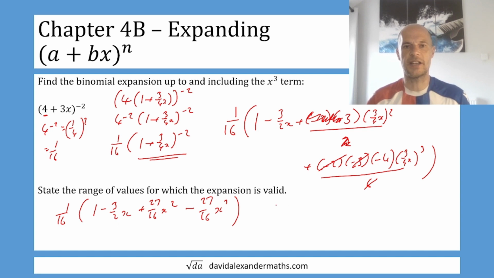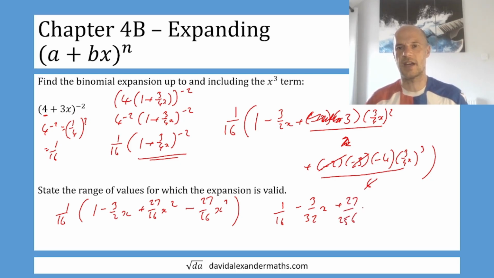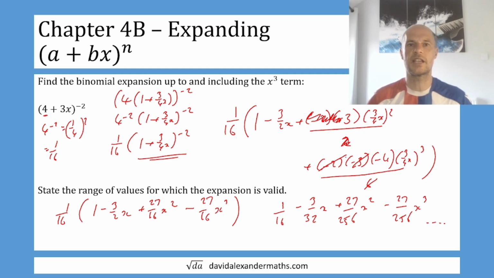Okay, so now I can expand this out. So 1/16 times 1 is 1 over 16, minus 3 over 32 x, plus 27 over 256 x squared, take away 27 over 256 x cubed. There we go. So there we've done the expansion up to and including the x cubed term.